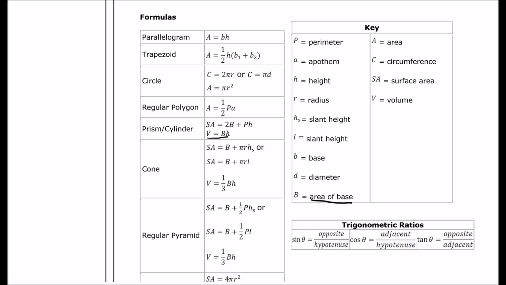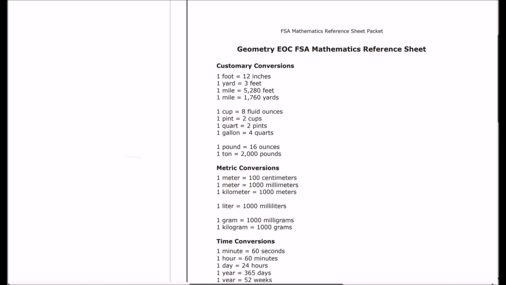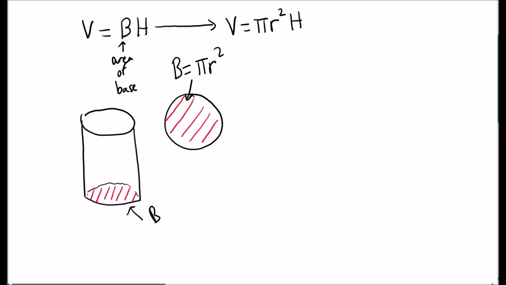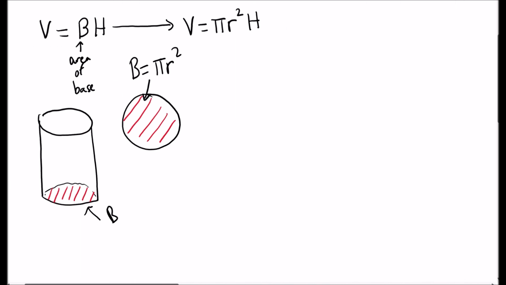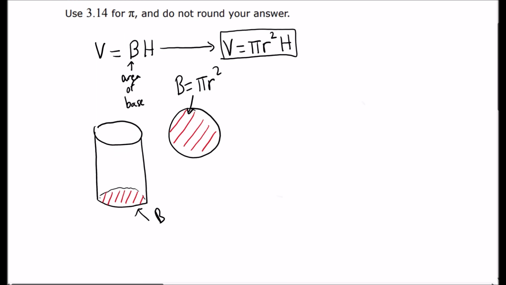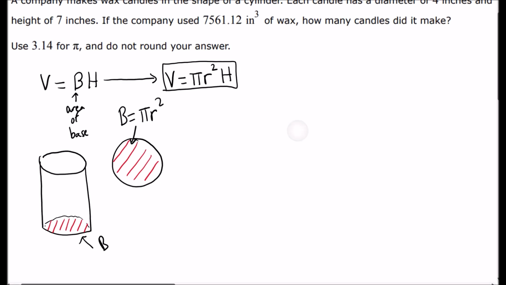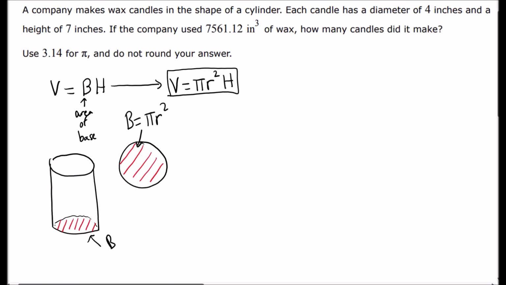And so what's the base? It's a circle. What's the area of a circle? We have pi r squared for the area of a circle. And so that's why we plug that in there, okay? And we get V equals pi r squared h. And I like to use capital H instead of lowercase h. All right, so there's the volume formula, and we're going to use this volume for the cylinder every single time for these problems.